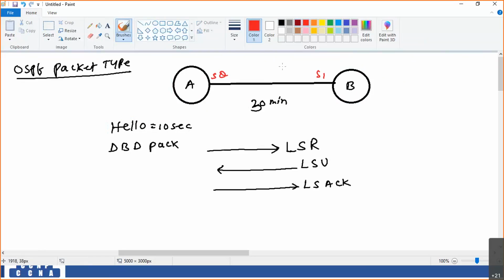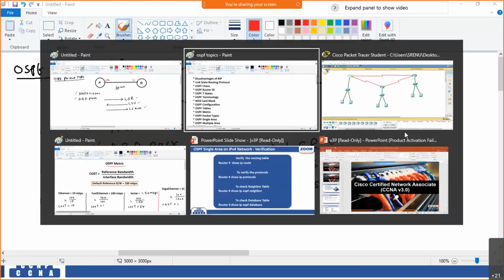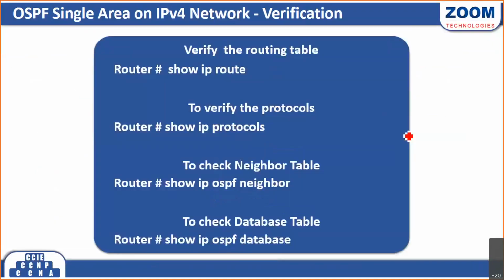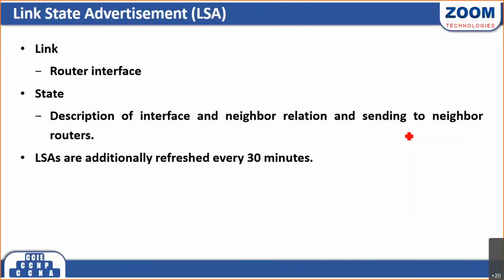So these are all the OSPF packet types: hello packet, DBD packet, LSR, LSU, and LSACK. A link is nothing but a router interface. State is the description of the interface and neighbor relation, sent to neighbor routers. LSAs are additionally refreshed every 30 minutes.